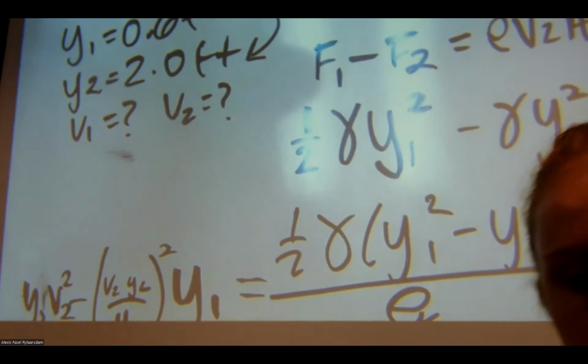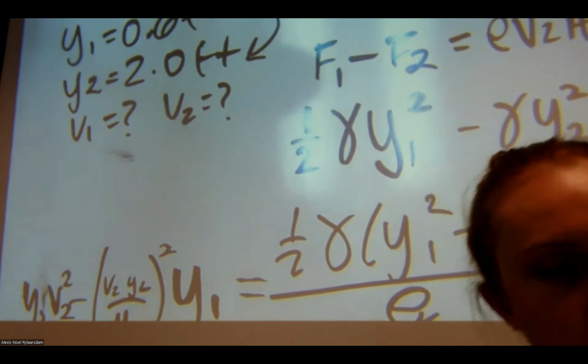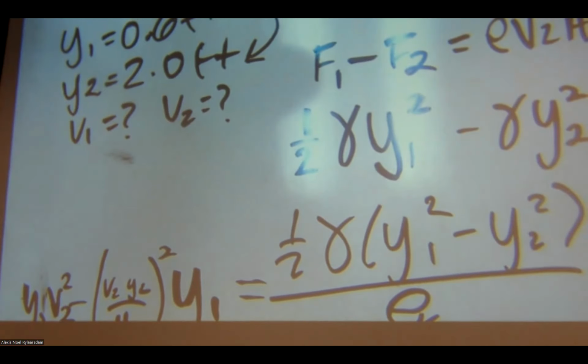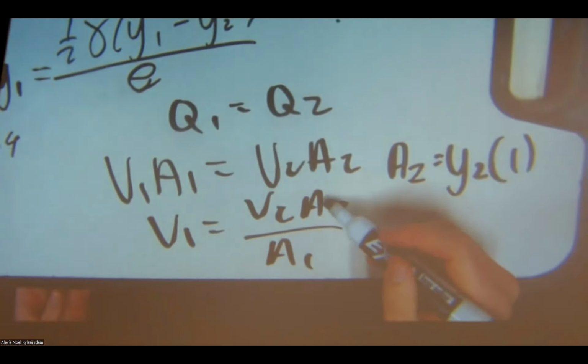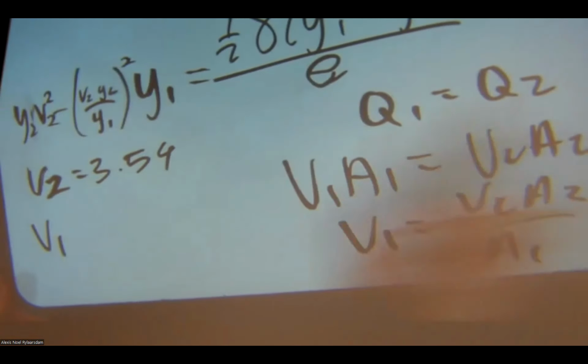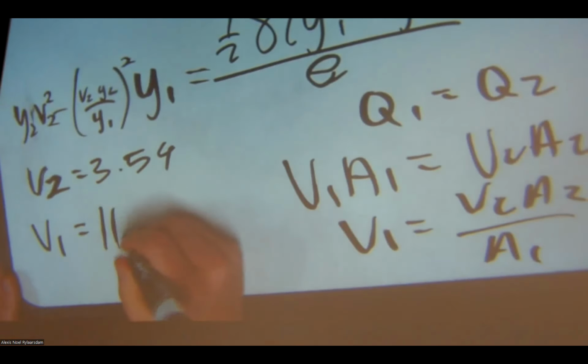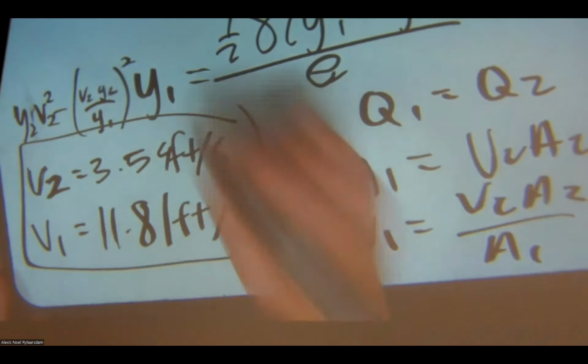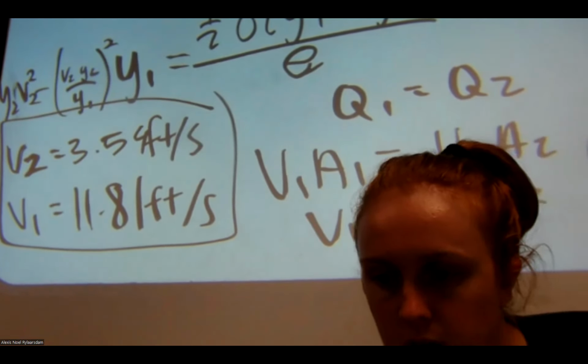If we do that correctly, I'm not going to do it by hand, but once we do all of the algebra and plugging in, we should get v2 equals 3.534. And for v1, if we look at the equation we had here, v1 equals v2 times y2 over y1, then v1 should equal 11.81 feet per second. And that's how you solve that problem. Thanks for watching.